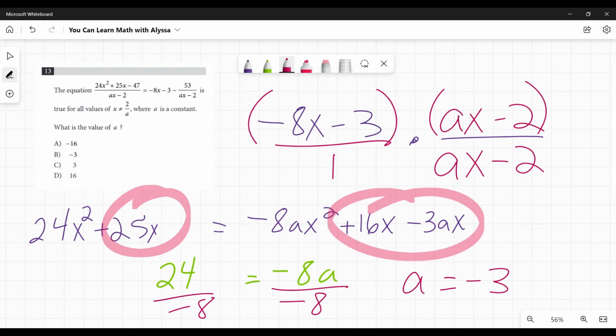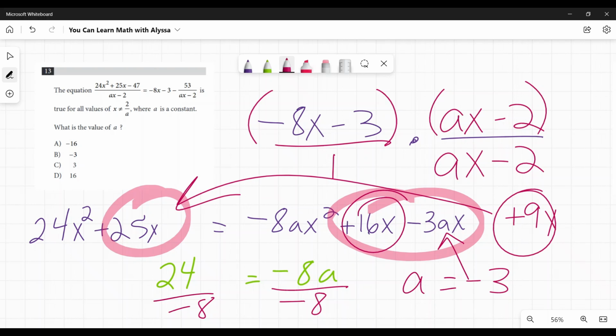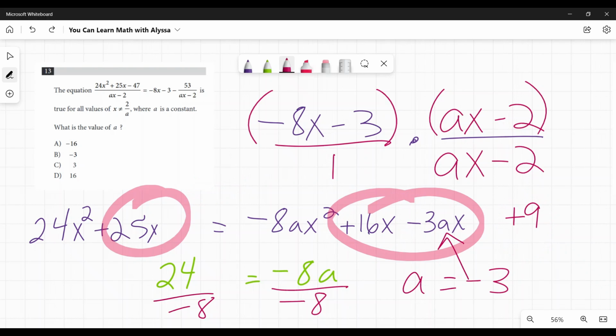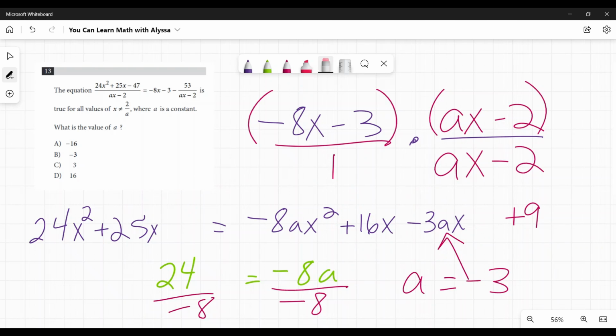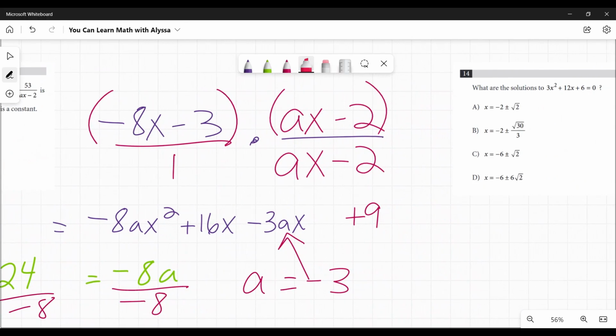And if you want to double check that this works, you can double check it by looking at these second terms. See what happens if you plug negative 3 in right there. Then it becomes negative 3 times negative 3x, or positive 9x. And does 16x plus 9x equal 25x? Yes, it does. So that's confirmation that that is accurate. So that's a long walk to get to just a equals negative 3. Yeah, so that one takes a bit longer than some of the other ones.